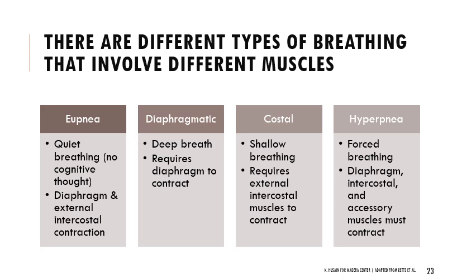So we have normal breathing or quiet breathing, which is diaphragm and intercostal. We have diaphragmatic, which is mostly diaphragm. We have costal, which is mostly just the intercostal muscles. And then expanding beyond this, we have hyperpnea, which is forced breathing. And so that's going to require even more accessory muscles from places like your abdominal cavity.